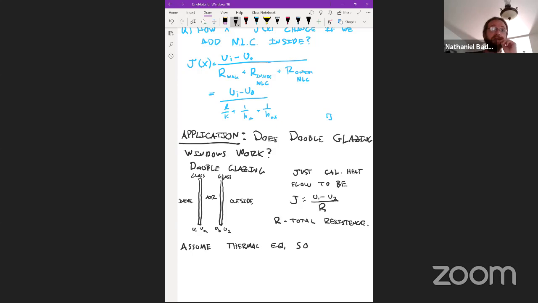So what that means in particular is that if we think about the heat flow through the glass, the heat flow through the air, the heat flow through the glass, they all have to be the same, right? So heat flow J of x must be constant and the same through each medium.